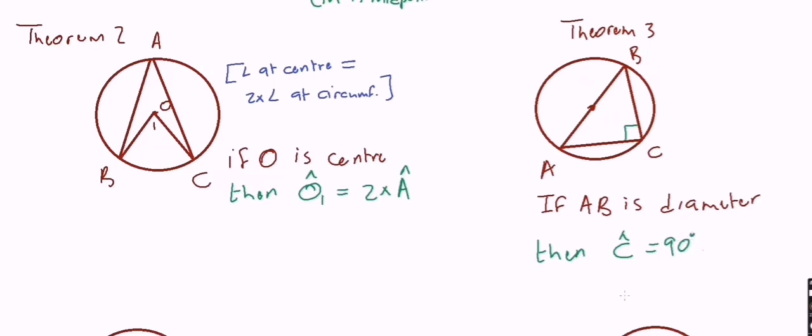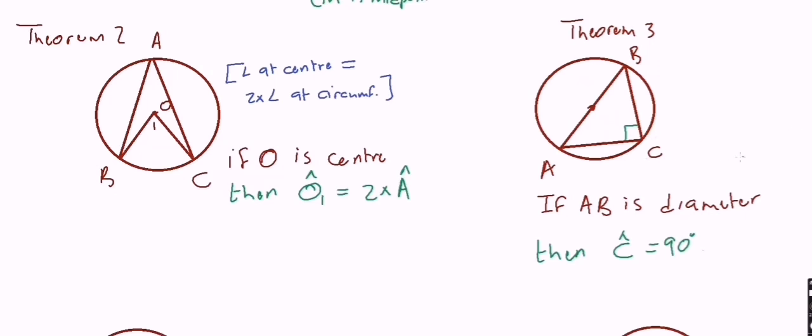Okay, so there is a converse to this theorem. You can think of the converse as saying if we've got 90 degrees, then this must be a diameter. We may be asked to prove that a particular line is a diameter. So in order to prove a diameter, we must first find out if C is 90 degrees. If we can find another different way to prove that C is 90 degrees, then we can conclude that AB is a diameter. That is the converse. It's the reverse of theorem 3, right?